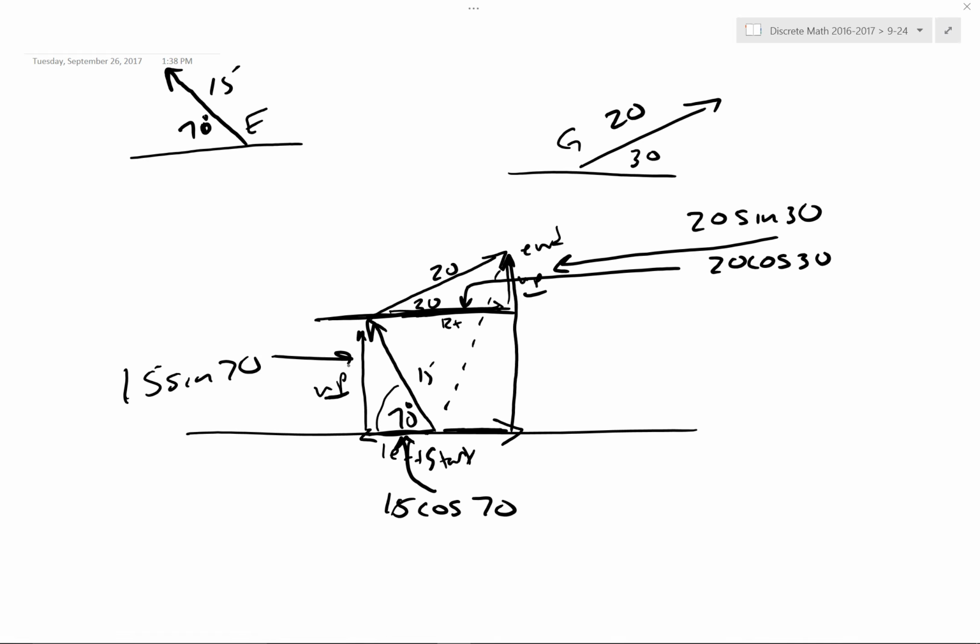20 sine 30 is 10. And then 20 cosine 30 is 17.3. And down here, 15 cosine 70 is 5.1. And 15 sine 70 is 14.1. So I went up 14, and then I went up 10 more. I went up 24 total. Right? And I went 5.1 this way, and I come back 17. That's 12.2, correct?